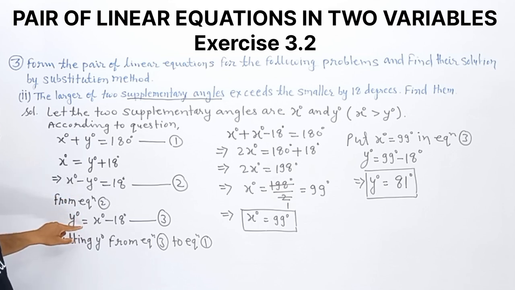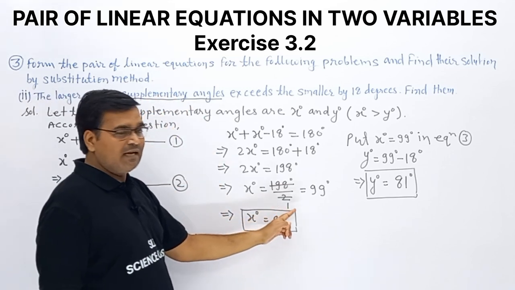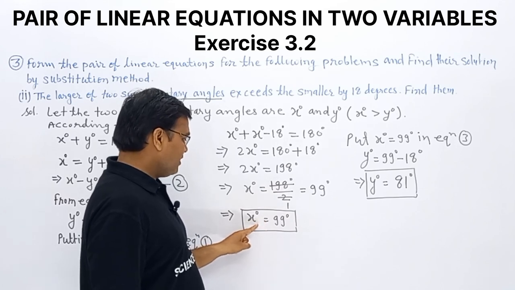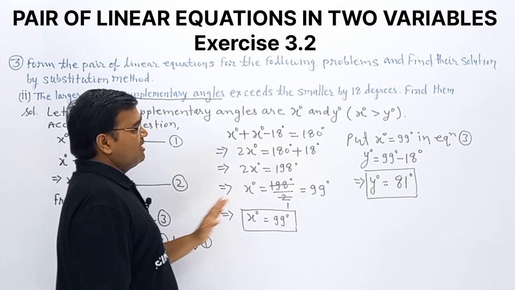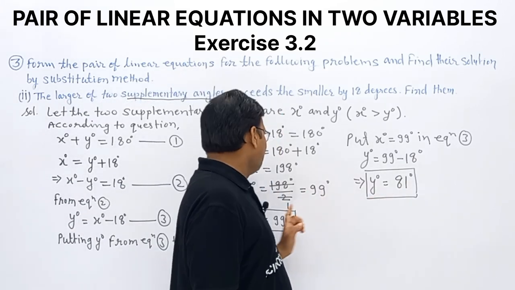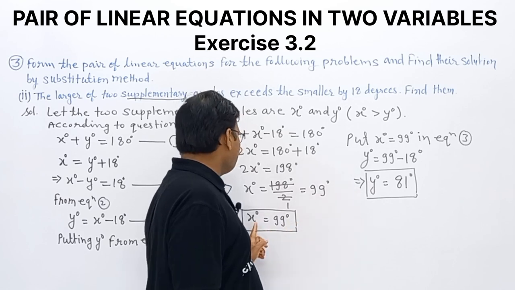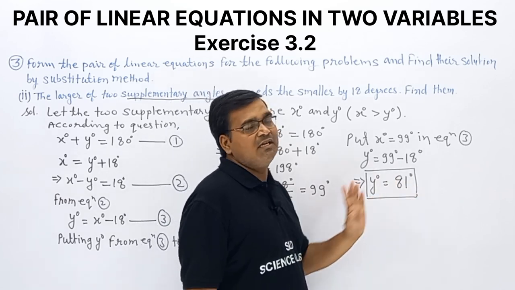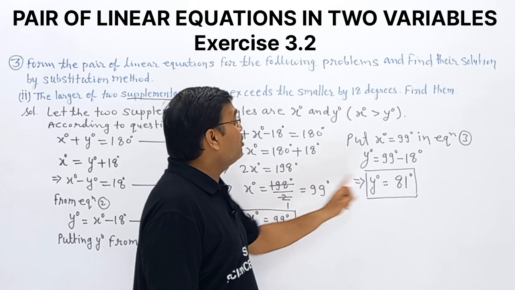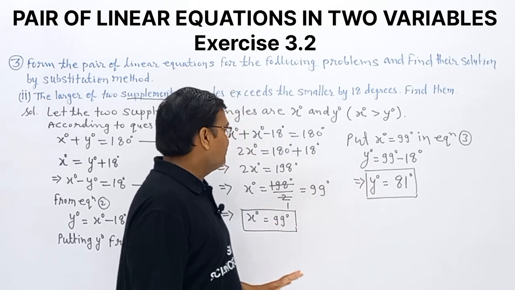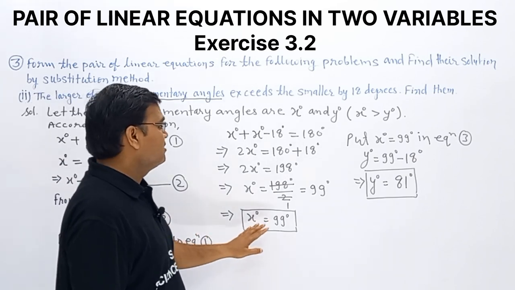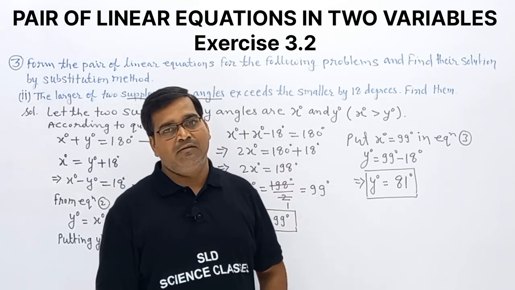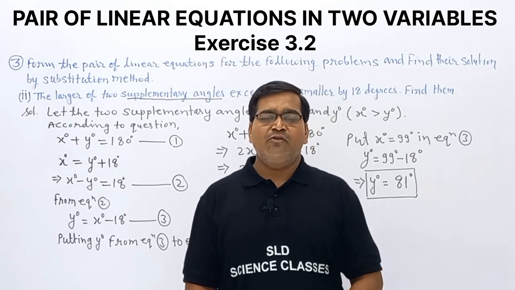From this one we are solving for y degree. Now we will substitute this value from 3 to 1, then we are getting x degree equal to 99 degree. Again we put this value in equation number 3, then we are getting y degree equal to 81. Finally, x degree equal to 99 degree and y degree equal to 81 degree are the two supplementary angles, and the sum of both angles, this and this, will be 180 degree. It means our solutions, whatever we obtained, are correct. I hope you understand this question. That's all about this question.